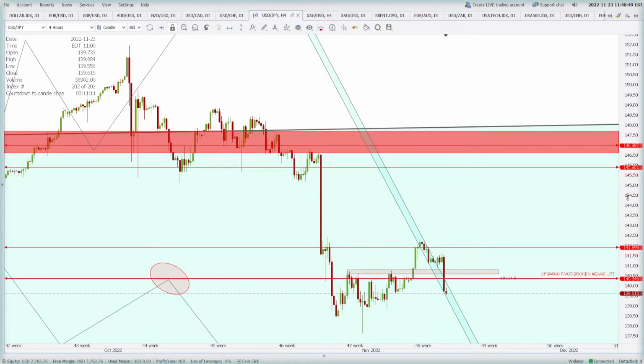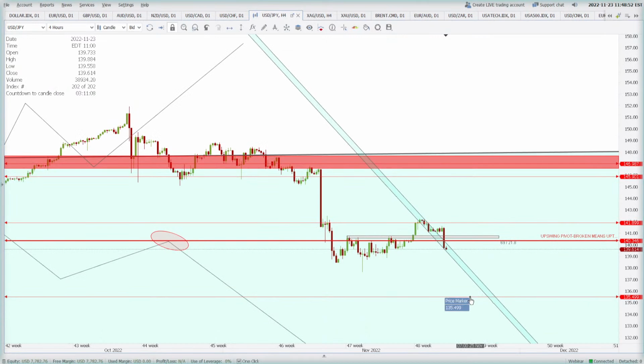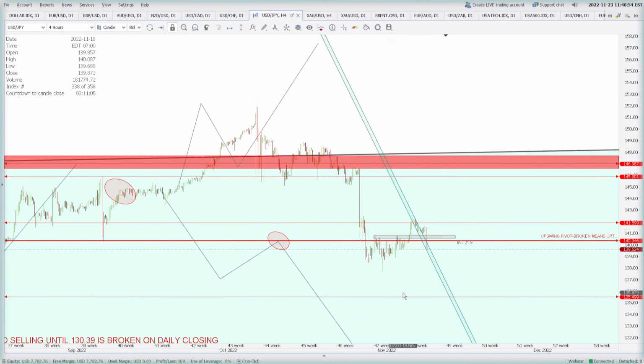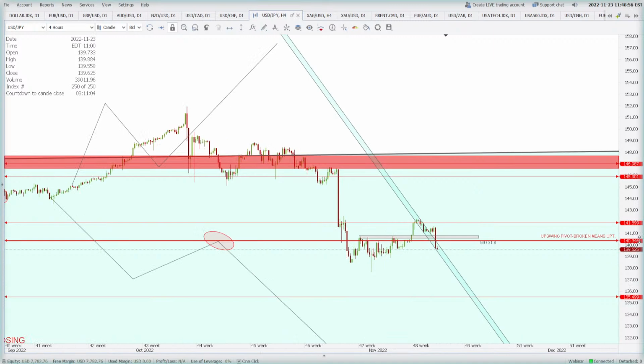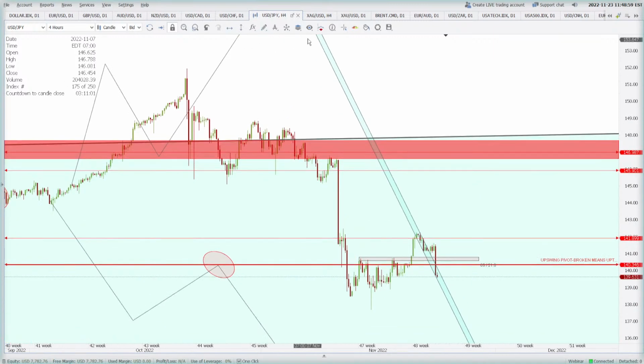Now where is the next possible target for this one? 135.49 is the next possibility, guys. 135.49. On the higher side, 140.34 is the immediate resistance for the USDJPY.